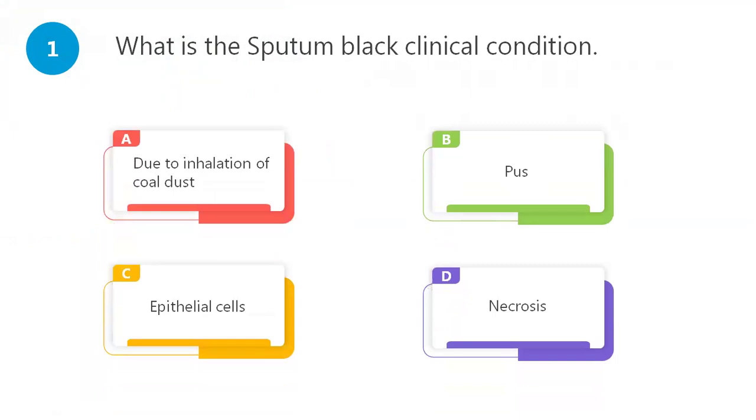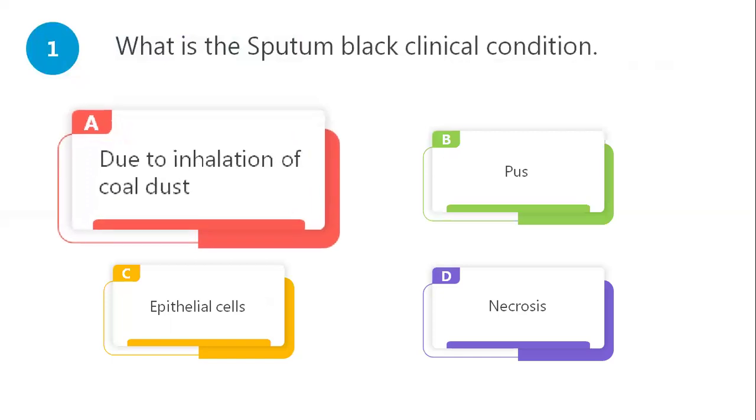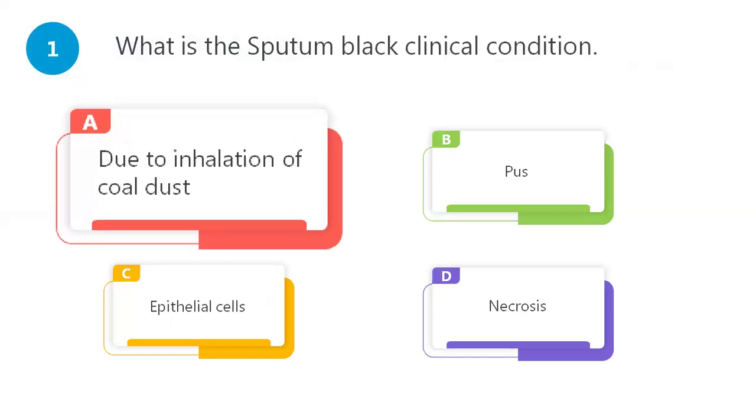Option A, due to inhalation of coal dust. Option B, pus. Option C, epithelial cells. Option D, necrosis. Here the right answer is option A, that is due to inhalation of coal dust. So sputum black color condition can be because of inhalation of coal dust. You can see this in coal workers, those who are having pneumoconiosis, or even we can see it in case of heavy smokers.